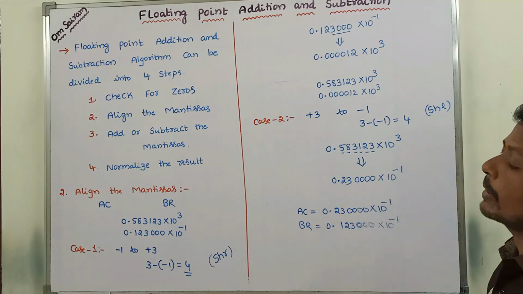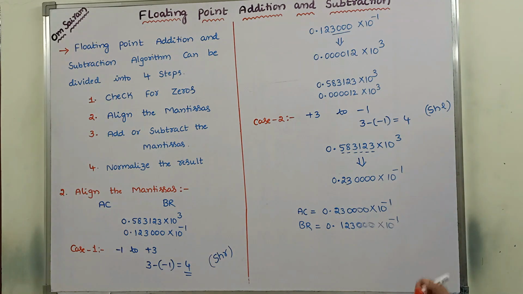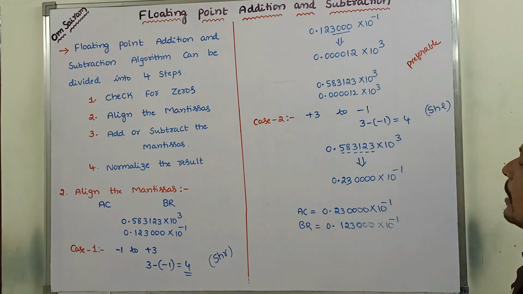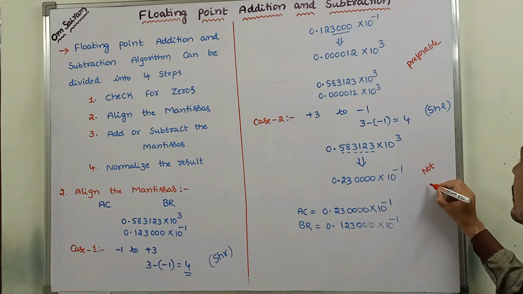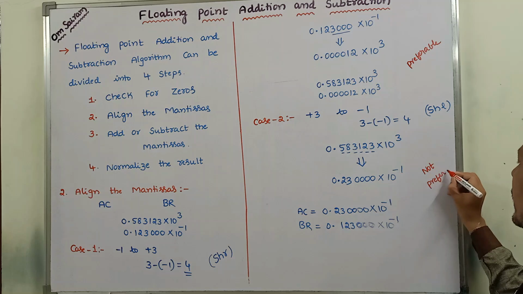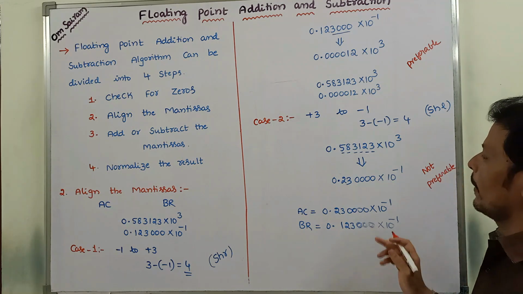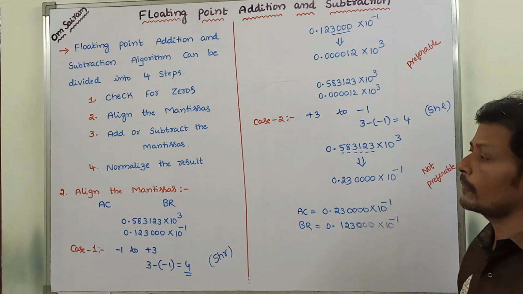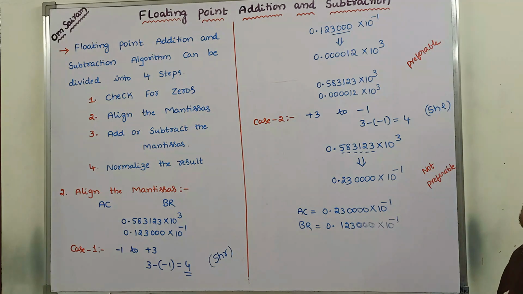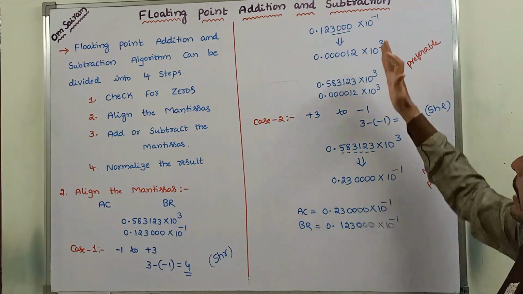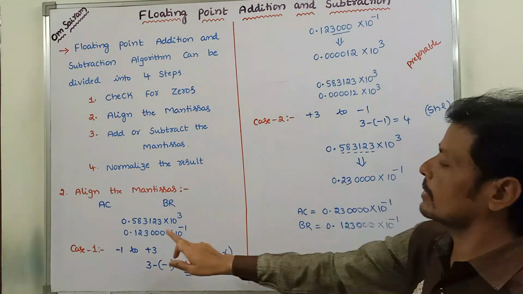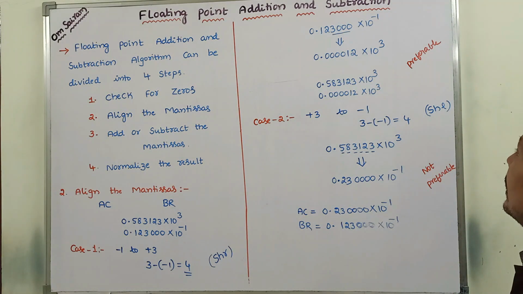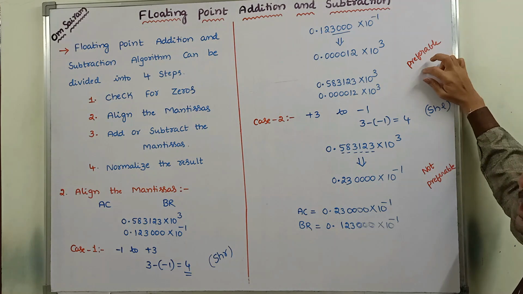So which case is preferable? Less loss occurs in case 1, so case 1 is preferable. Case 2 is not preferable because more loss occurs, since 4 bits are eliminated after performing the alignment of the first floating point number. Here only 1 bit is lost, 3 only. So the loss is very small in case 1, so we have to prefer case 1.